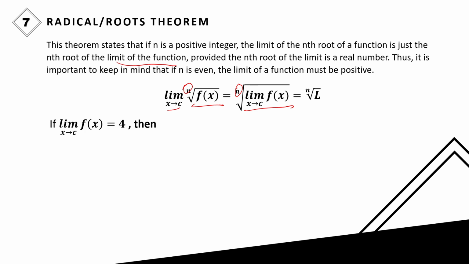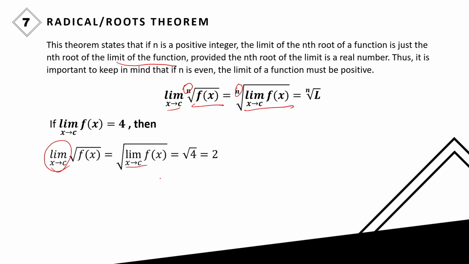And for example, if we have here the value of your limit of f of x as x approaches c is equal to 4. So we have here, yung limit natin, ipapasok natin para mapabilang siya doon sa square root sign. And then, the limit of our function is equal to 4, so that is the square root of 4, which is equal to 2.